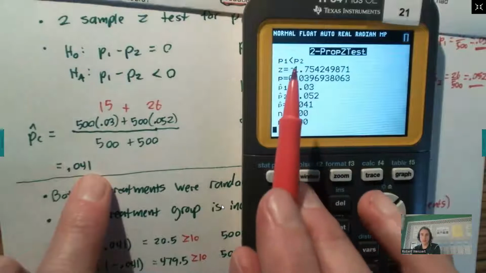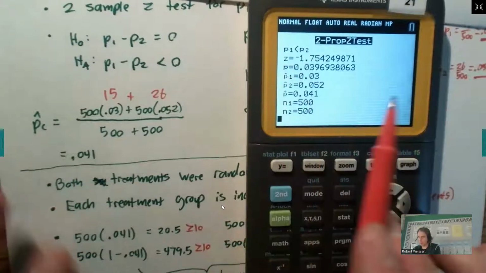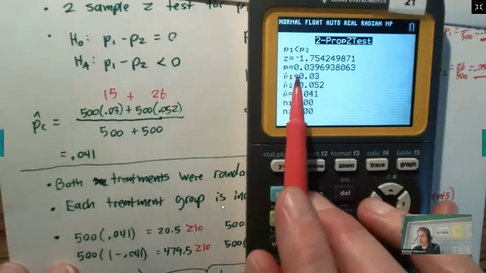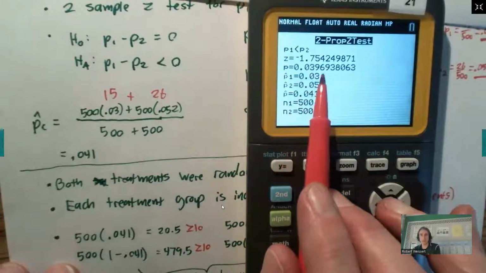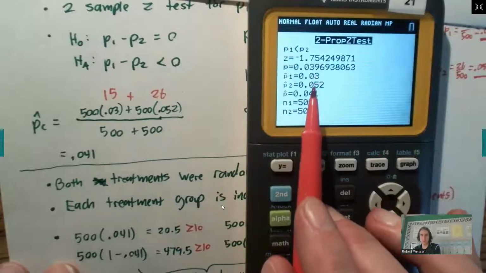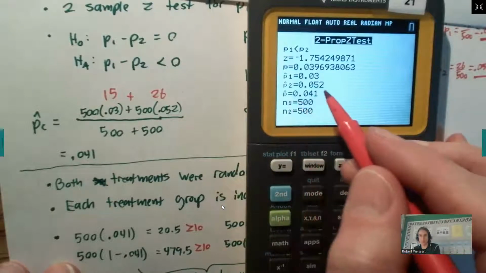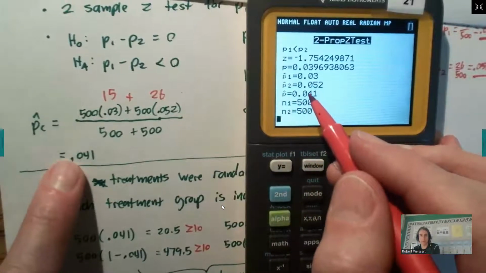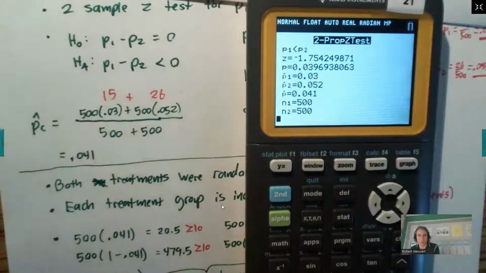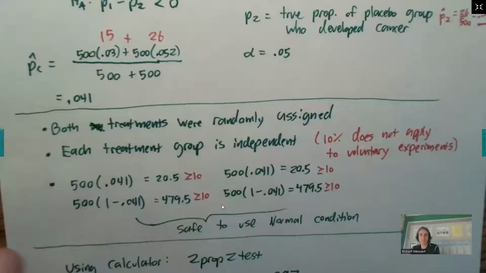And I would jot these down in the do part so that way you have them. Your z-score should be negative 1.754. Your p-value is 0.0396 or 97. Here's your two individual proportions and your pooled proportion. Remember, this is your pooled up here, and that's going to be the number we use right there. And your two sample sizes, each treatment group 500. So you can use that to check your conditions.